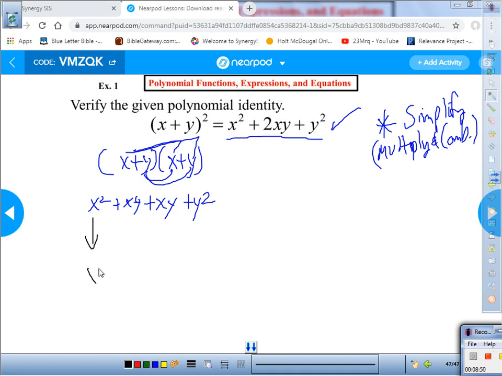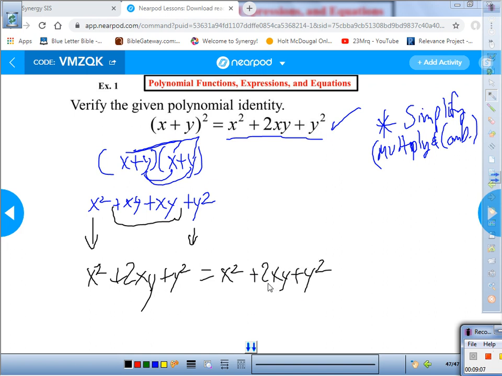All right. Let's see. Combine like terms. X squared. What is xy plus xy? 2xy. Bring down the y squared. So let's see. Does that give us the same thing as this? Yeah, they look identical. That's why they are an identity. So if they do match, we write identity. Copy that. So if they match, it's correct, and they are an identity.